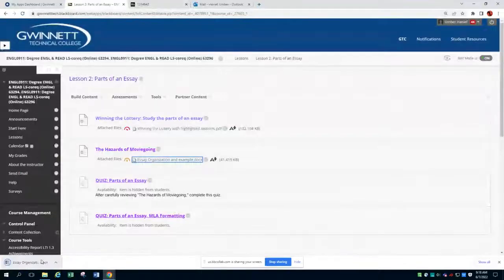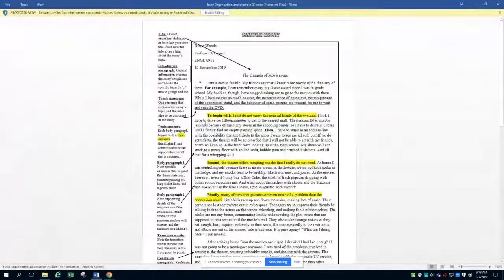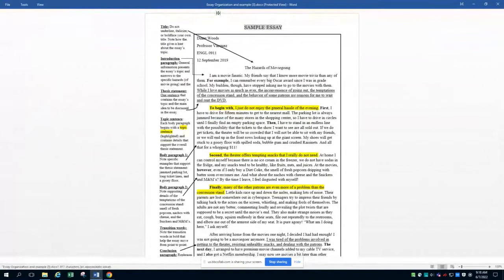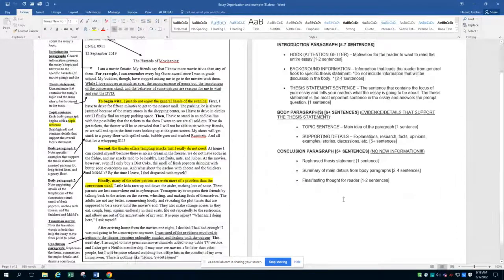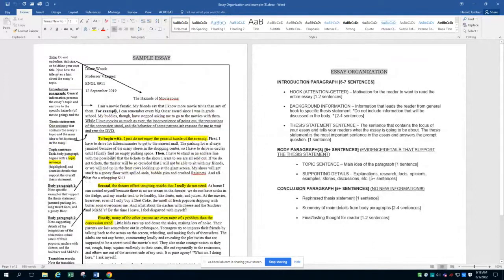It's another sample. I want you guys to study this sample just like we did the other one, the winning the lottery. It's a student sample, and it has notes in the side and notes on the second page, and all of the items are the same, meaning the parts of the essay, the thesis statement, topic sentences, everything is here. But this time I want you to study it on your own. Does that make sense?